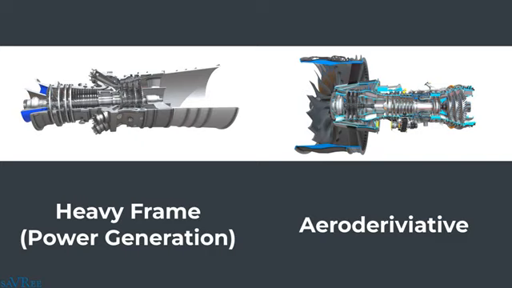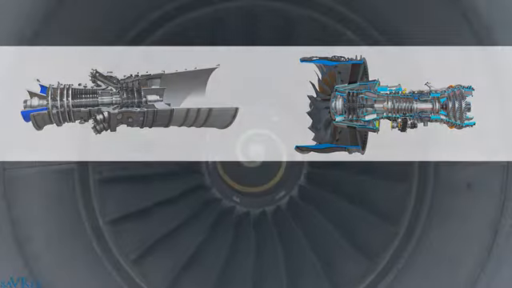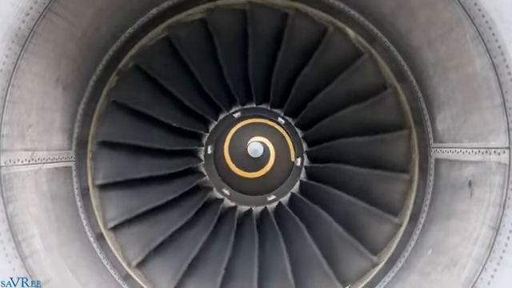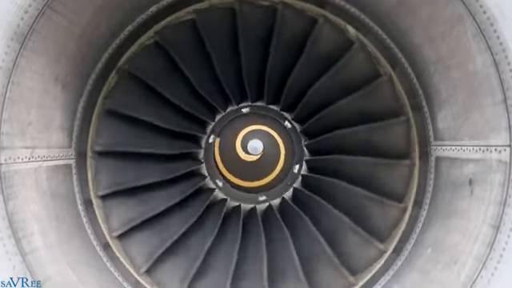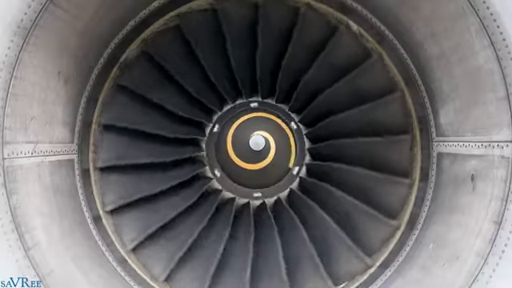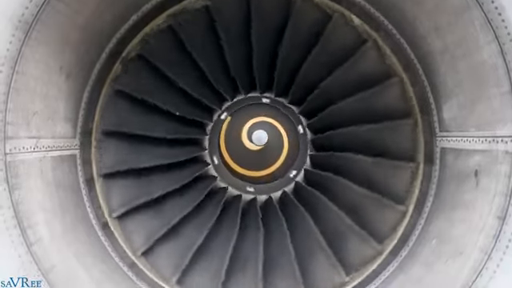So heavy frame design is used for large power generation requirements where we want a lot of electricity. It's well suited to the power and energy industries. And then there is the aeroderivative design, which is like the slimline version, which we use in the aircraft industry and also for minor or smaller power generation applications.